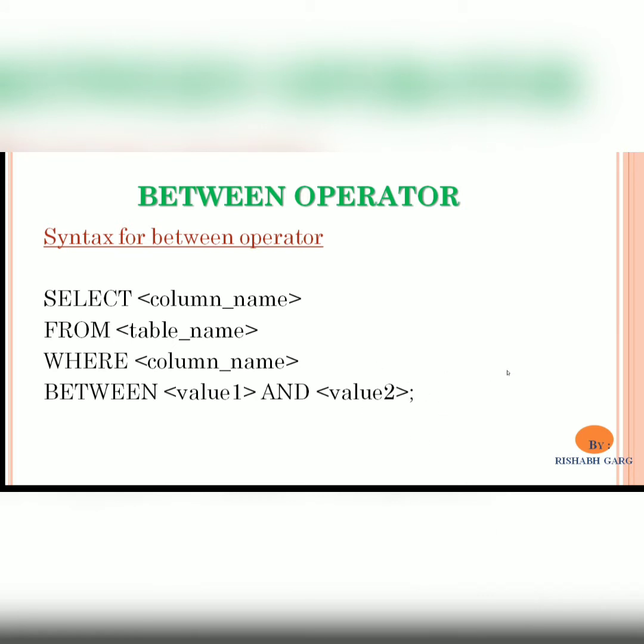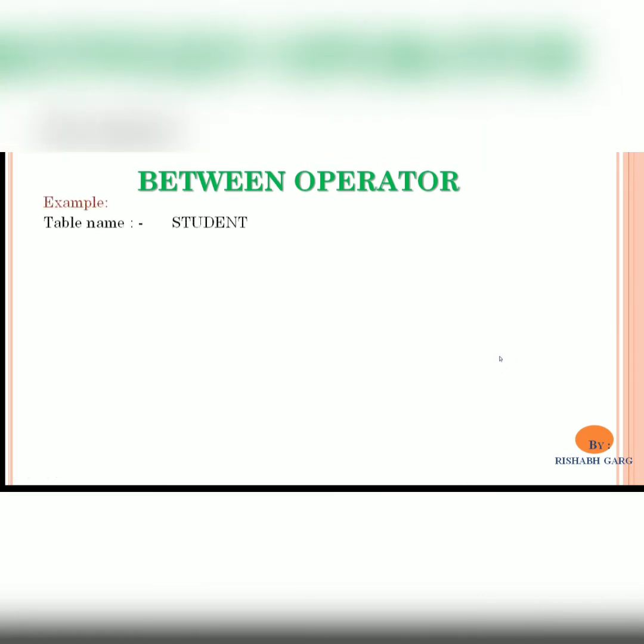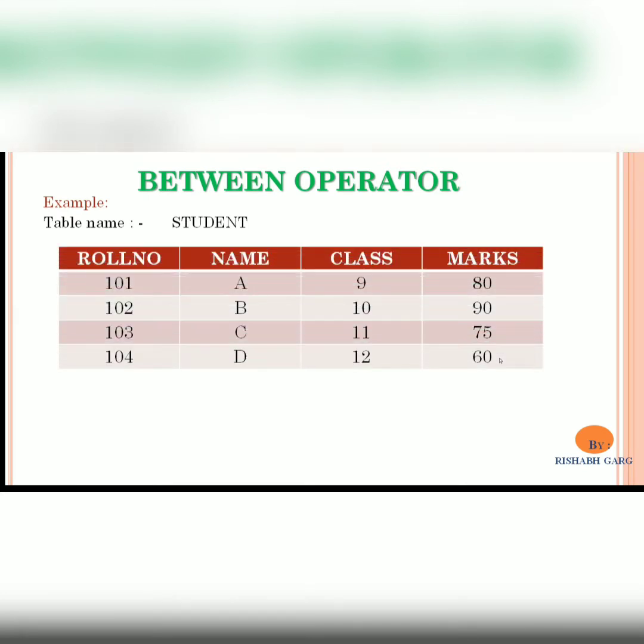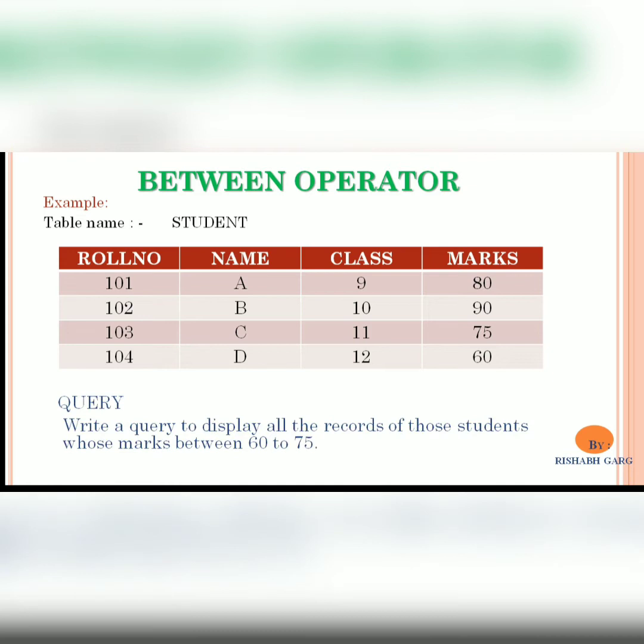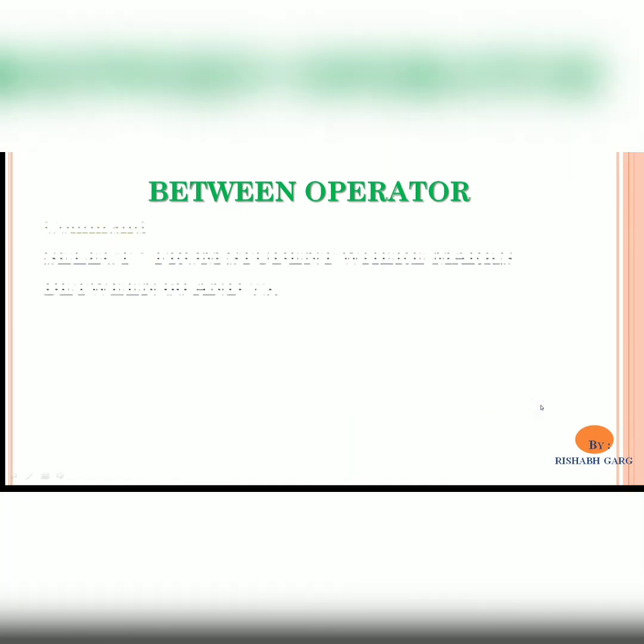Let's see an example to make it more clear. Suppose we have a table student along with 4 fields and 4 records, and we want to perform a query that would display all the records of those students whose marks are between 60 to 75. So for this we will use the following command.